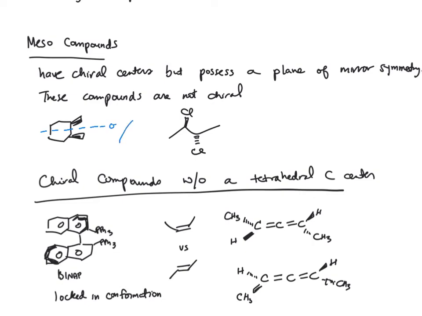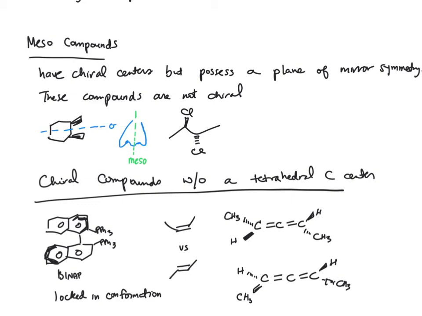This would be like your nose. If you have a nose, talk about an ugly looking nose, then this nose has a plane of symmetry down the center of it. So your nose, unless it's grossly misshapen, is meso, assuming it's symmetrical left to right. When you have a meso compound, these don't interact with plane polarized light, and they do have stereoisomers, but they themselves are not stereoisomers.